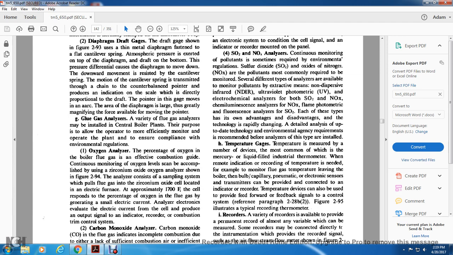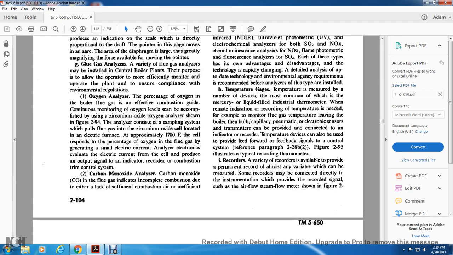1. Oxygen analyzer. The percentage of oxygen in boiler flue gas is affected by the combustion. Continuous monitoring of the oxygen level can be accomplished by use of the zirconium oxide oxygen analyzer shown in figure 294. Analyzers consist of a sampling system which pulls the flue gas to the zirconium oxide cell located within an electrical furnace at approximately 1750 degrees Fahrenheit, with the cell responding to the percent of oxygen in the flue gas by generating a small electrical current. Analyzer electronics evaluate the electrical current from the cell and produce an output signal for the indicator, recorder, or combustion trim control system.